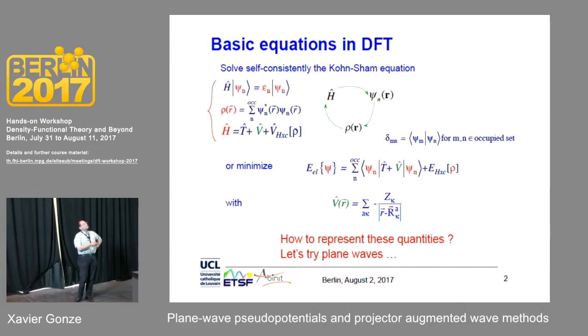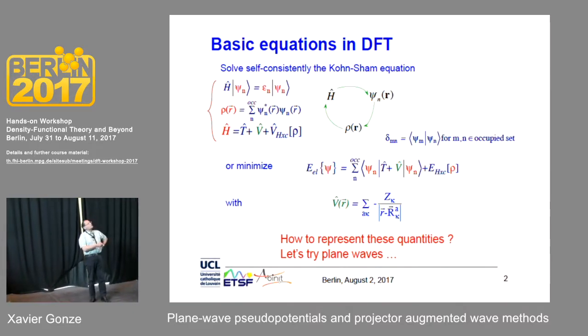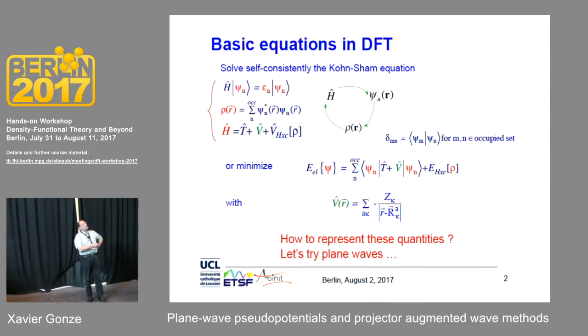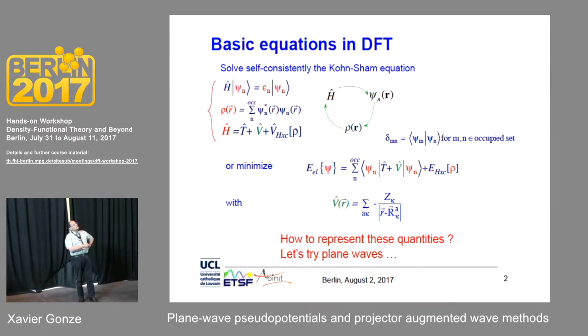Equivalently, one might deal directly with the minimization of the total energy. Here is the electronic part. The nucleus-nucleus interaction part can be added. It is very simple. It was briefly mentioned in the previous talk. So with the kinetic energy, the potential energy, the one created by the nuclei, and then the Hartree and exchange correlation energy that depends on the density.